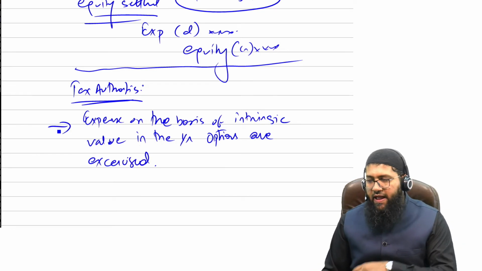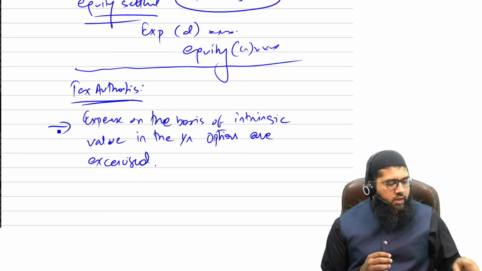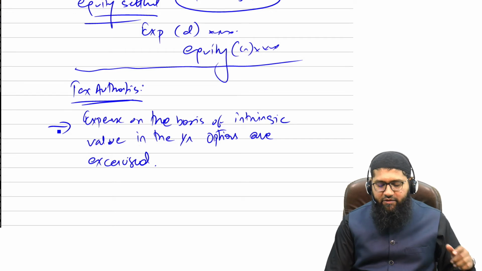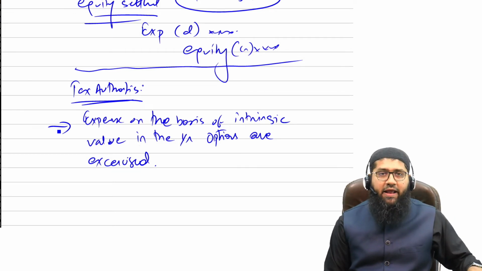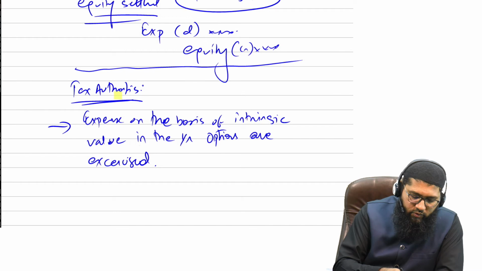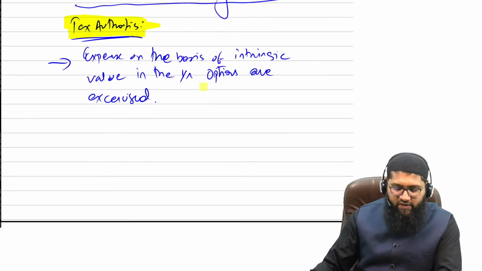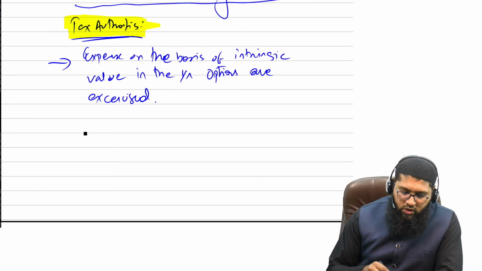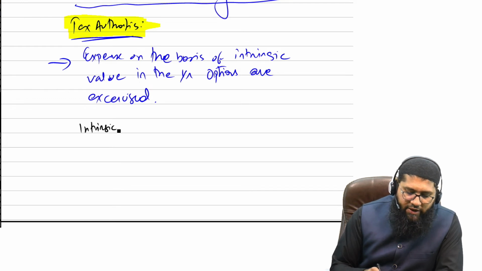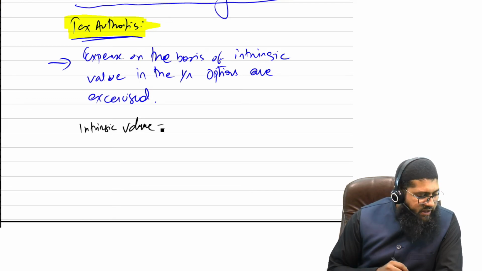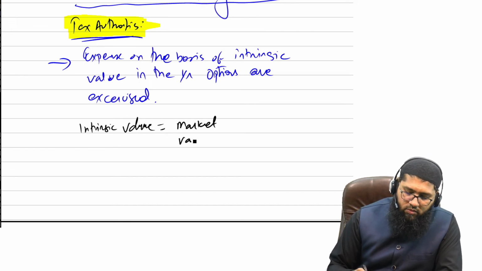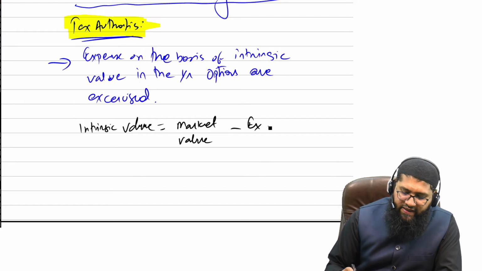So I repeat, the tax authorities allow you expense on the basis of intrinsic value, intrinsic value in the year the options are exercised. Now let me guide you a bit about it. The concept of intrinsic value is market value minus exercise price.